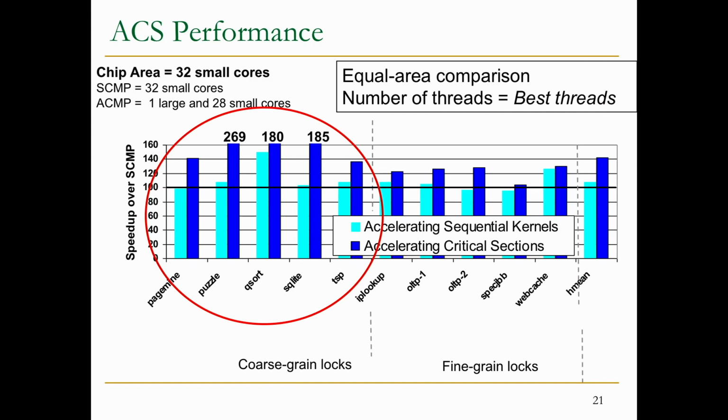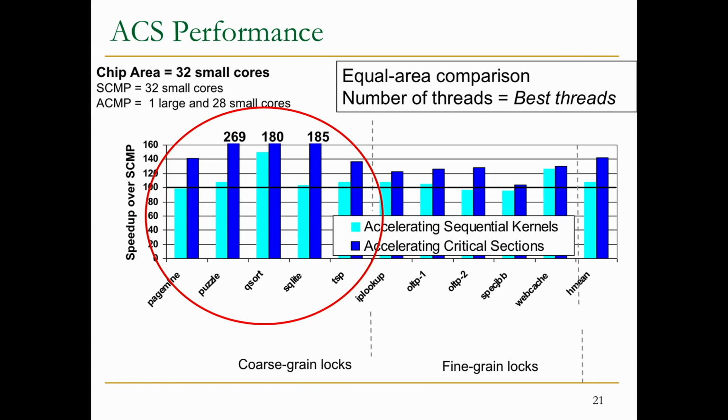So let's look at accelerating sequential kernels. Basically, you execute the serial part of the program in the large core. This depends on the serial part of the program, and there are some cases where the serial part is very large, as you can see in quicksort over here. So you get about 45% by going from symmetric multicore to asymmetric multicore, where you use the large core just for accelerating serial parts. On top of this, if you accelerate critical sections, like we've discussed, you get a lot more speedup for these programs.